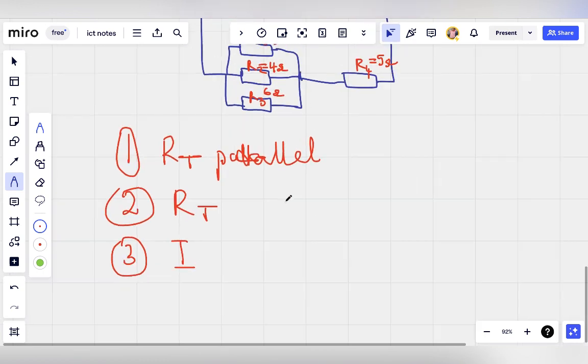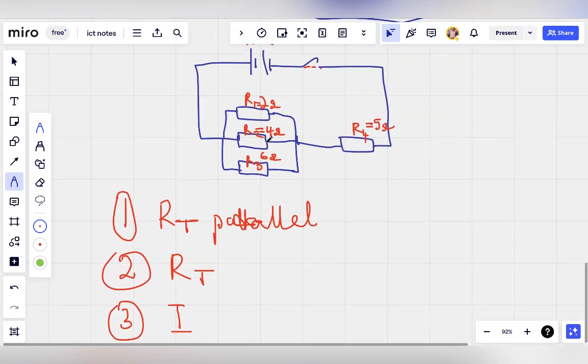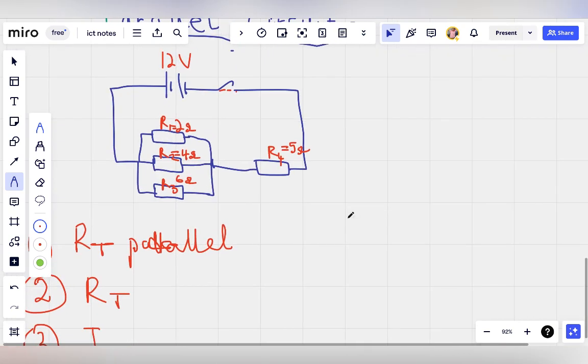Beyond that, they can ask you to calculate the current in each of these individual resistors. Let me give you the conditions before we start the calculation. In parallel, different current flows in each branch. This is a junction. It has 3 roads, and the current has to make a decision.